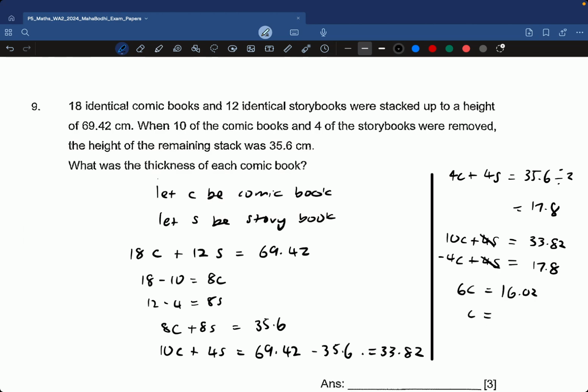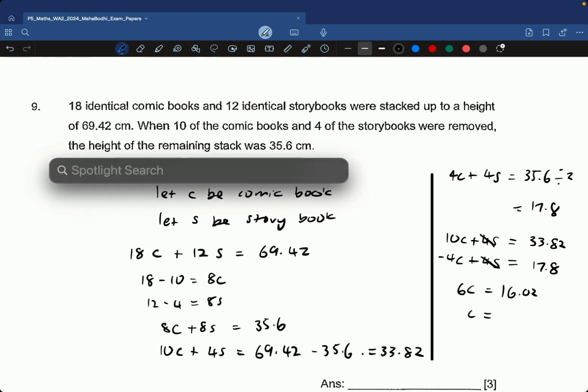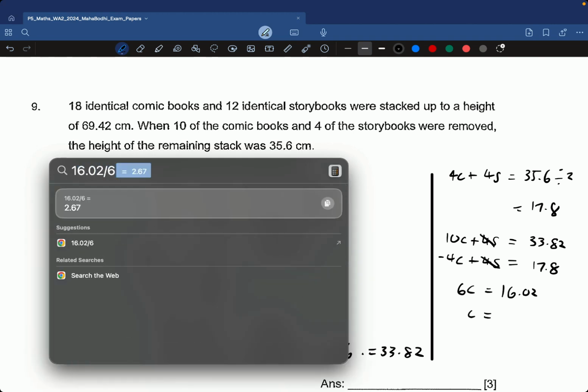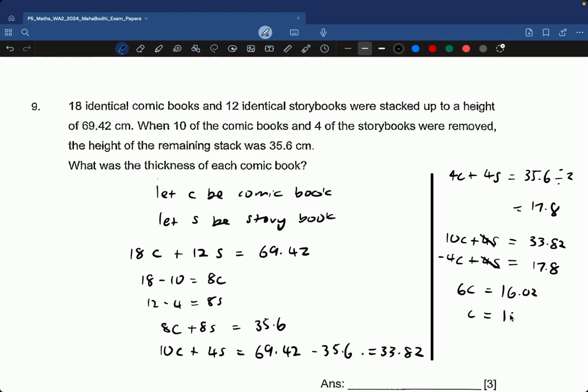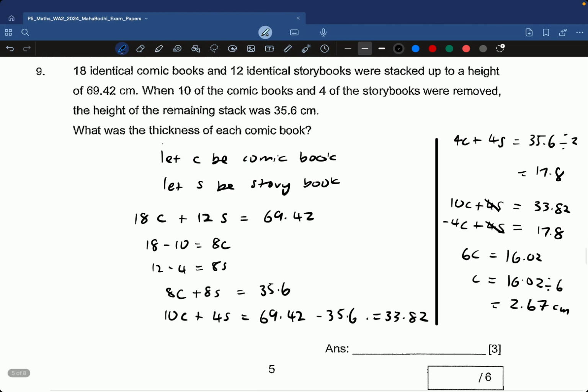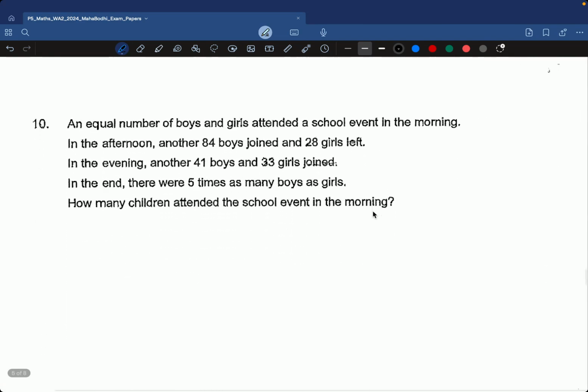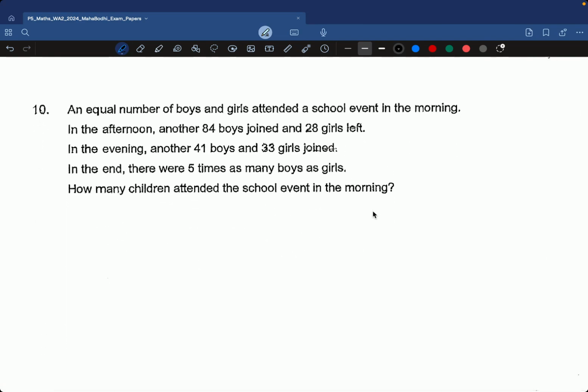So one comic book height is 16.02 divided by 6, which is 2.67 centimeters. So one comic book height is 2.67 centimeters. All right, so next question. Question 10.